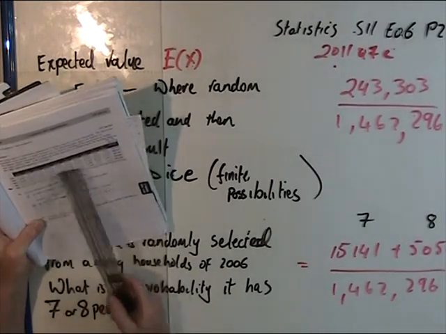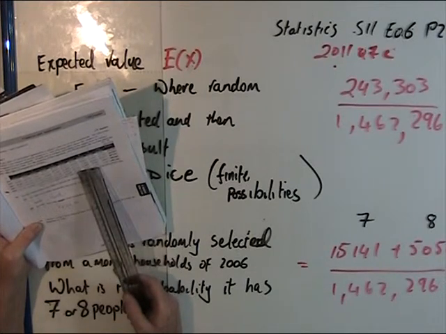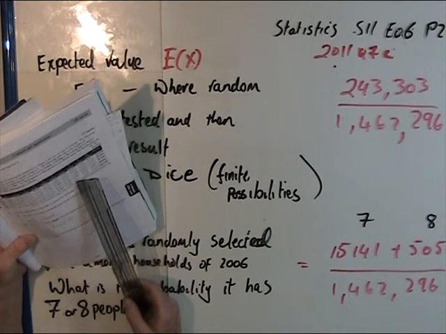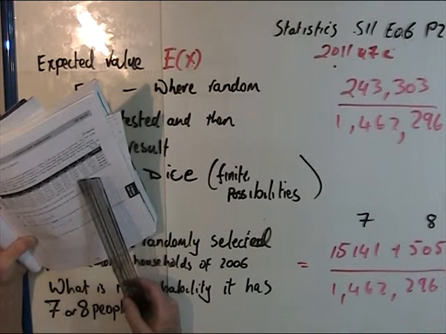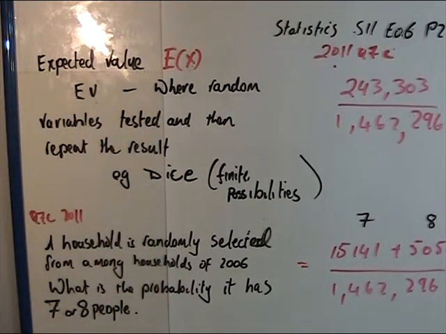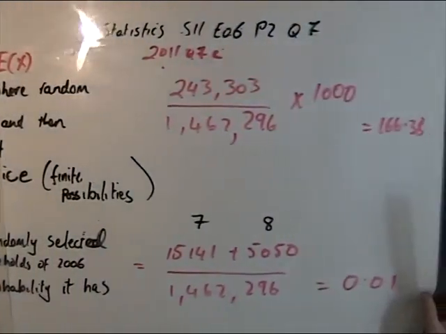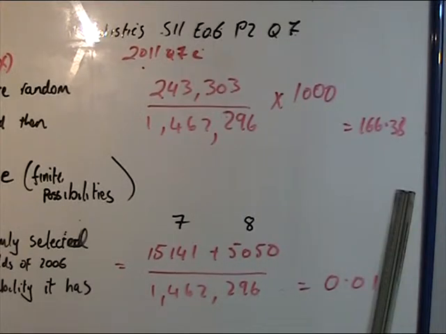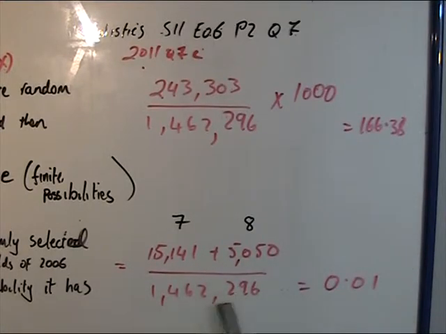Well, we collected data in 2006. There were 15,141 households with 7 people, and 5,050 households had 8 people. I hope that makes it clear. Here's the answer to this. You take the households with 7 and 8 people over the total sample size, add them and then divide, and you get a probability of 0.01.